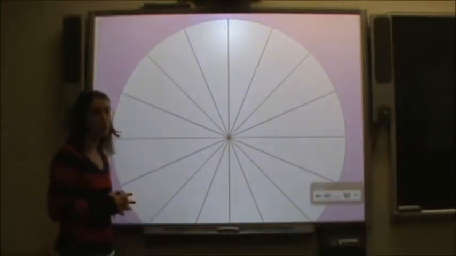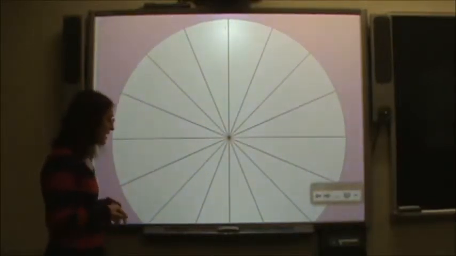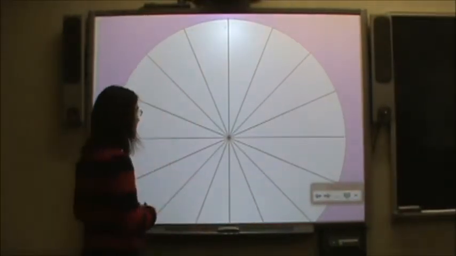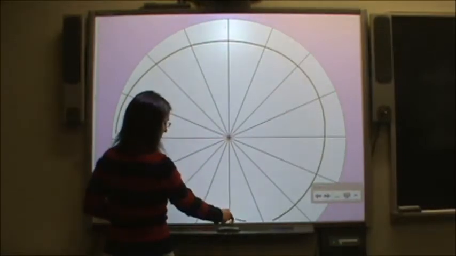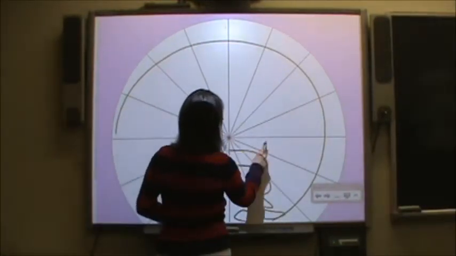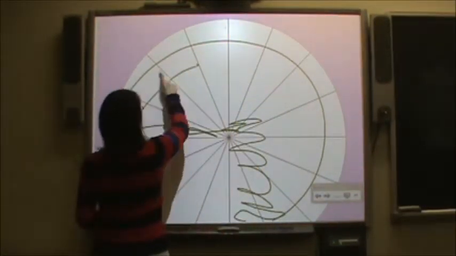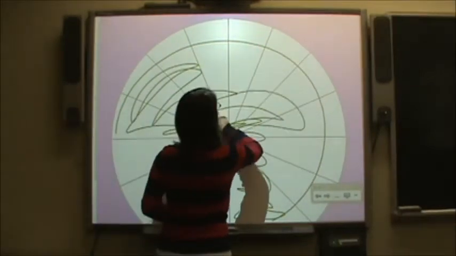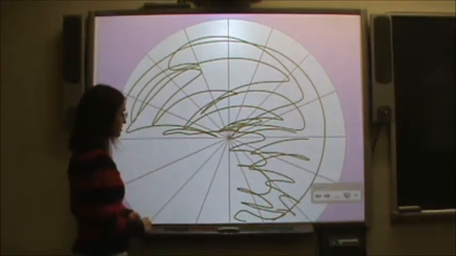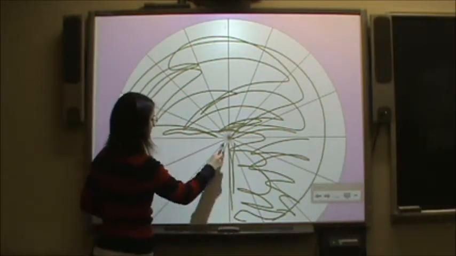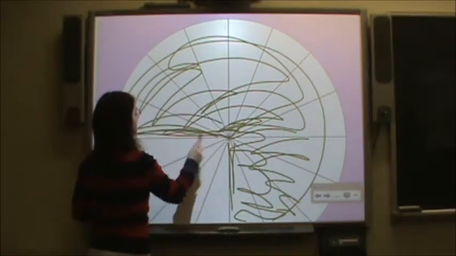So here we have a circle with 16 pieces, and let's say I shade in 12 of them. All right, so here's 12. Now you can't see all the circle because it's so big, but here's 12. I'm just gonna kind of scribble it so you get the idea. There's 12 of those pieces, okay? So we can easily see the distinction.